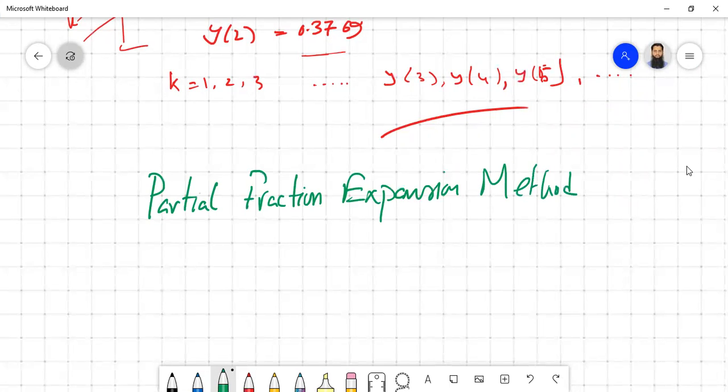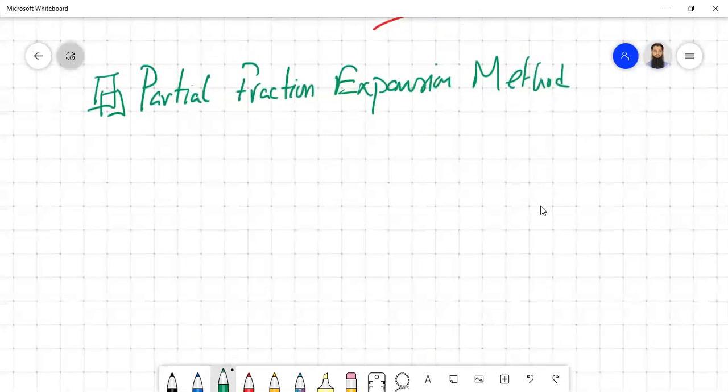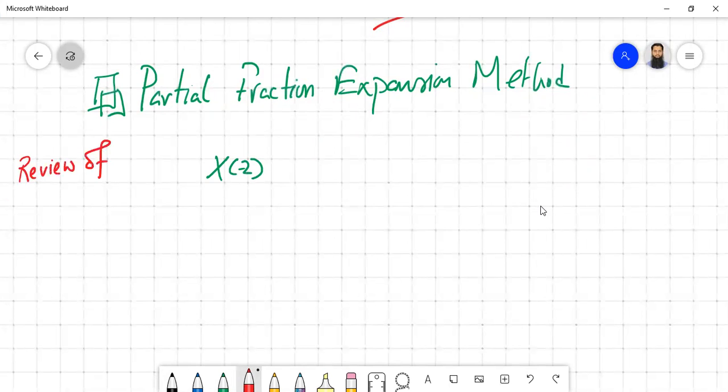Okay, so before going to the partial fraction expansion, one of the useful things to do is reviewing the shifting method. Sometimes in the partial fraction, we use the shifting theorem a bit. So say that we have X(z), any function. This is your review of the shifting theorem.